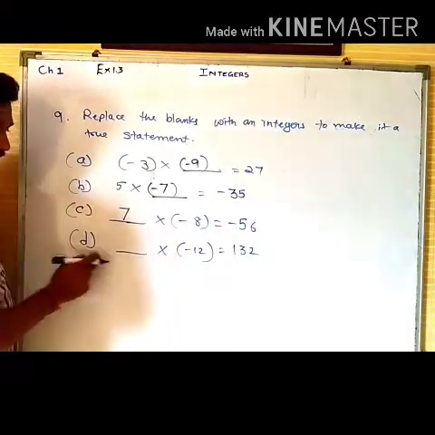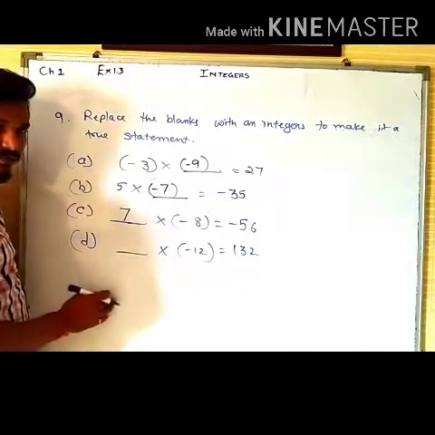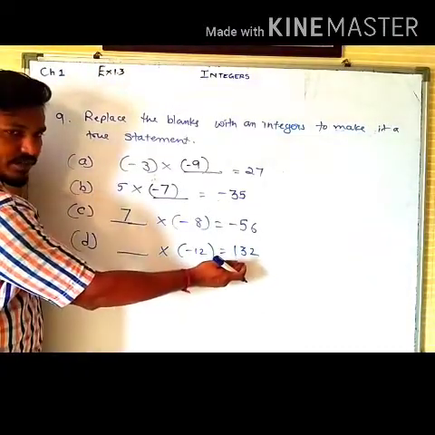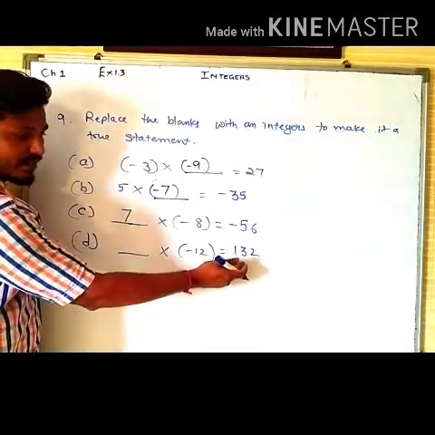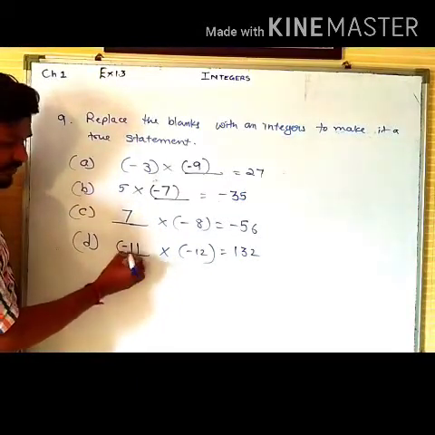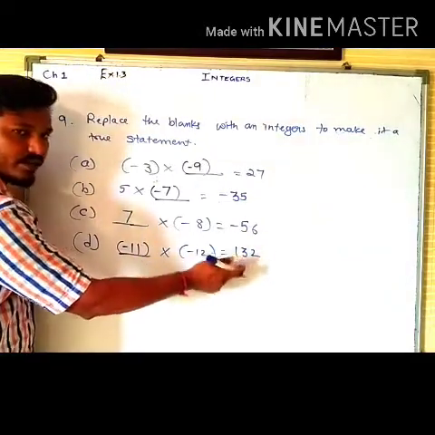Now the last one, D, dash multiplied by negative 12 is 132. We know that 11 12s are 132, but the value given is positive. If I take a positive value, then positive into negative will be negative, but here it is positive. So compulsorily I have to take negative 11. Why? Because negative 11 into negative 12 will give positive 132.